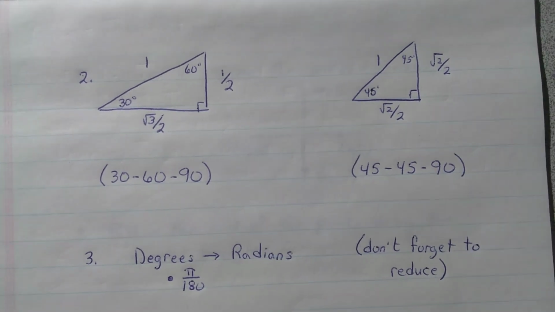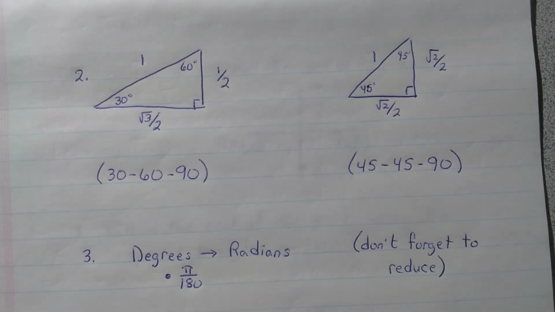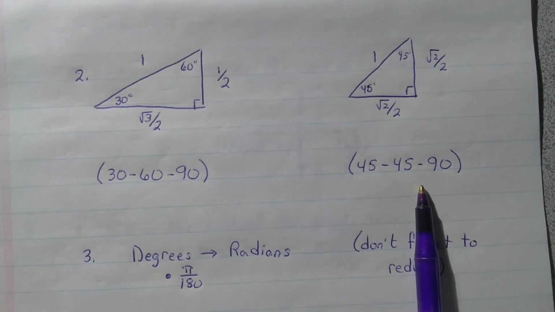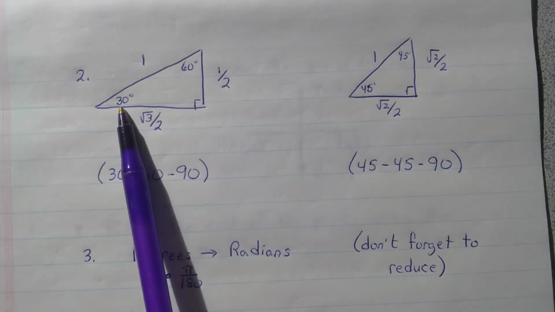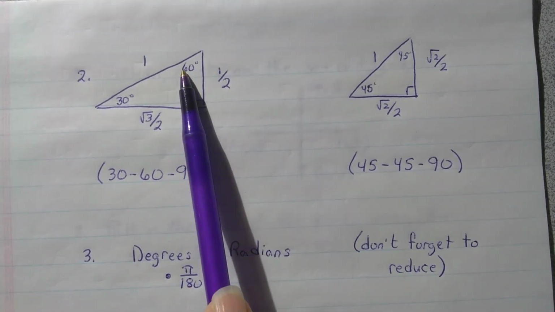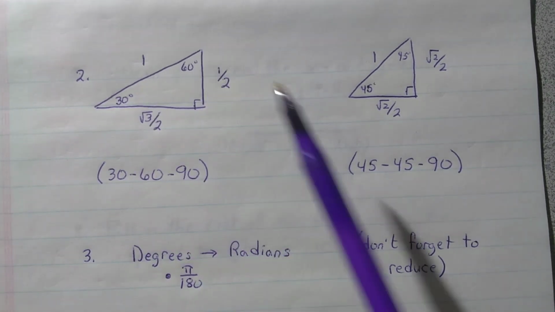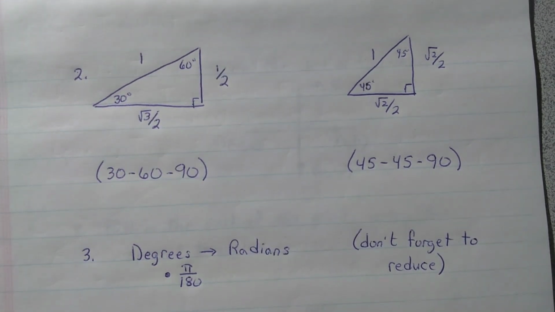A couple of other things that you need to remember are your special triangles. You have already learned a 30-60-90 triangle and a 45-45-90 triangle. Across from the 30 degrees is always a side of 1/2 in every unit circle. Across from the 60 degrees is always root 3 over 2, again in a unit circle. And the hypotenuse is 1, of course, because it's a unit circle, so the radius would be 1.